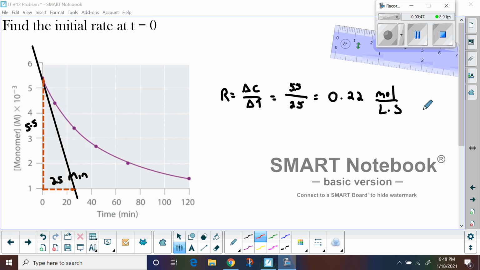So with that, let's take a look at a good IB sample problem, which will do all 3 of these different rates: average, initial, and instantaneous.